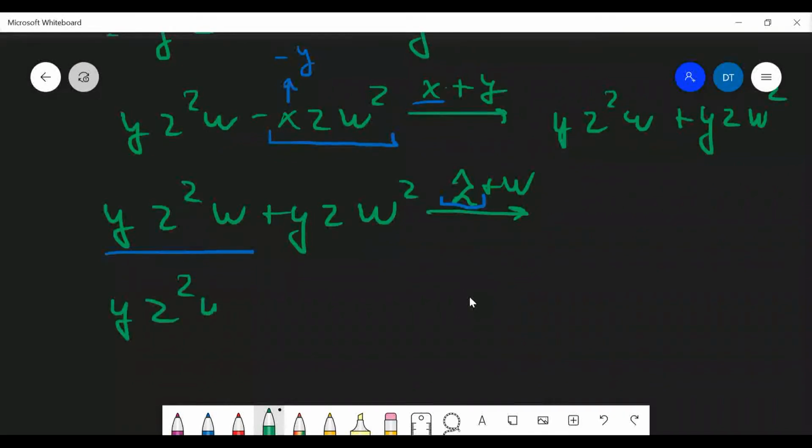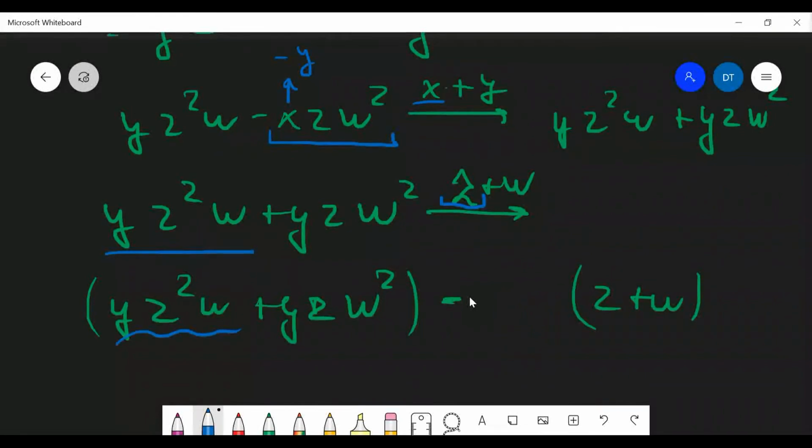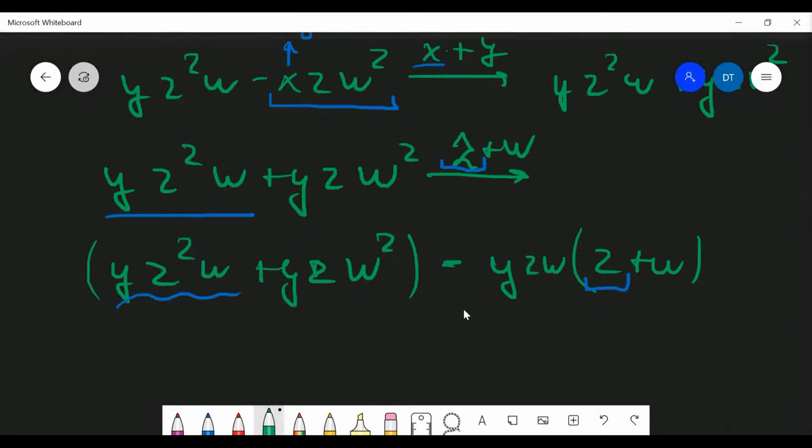Let's do it in a fair way. So you take this, and you want to subtract z plus w multiplied by something in order to cancel these elements. So you need to multiply this by y z w. Because of this choice, we can cancel this. And what's left, y z w squared, this is the second term, minus y z w squared. And here, as you can see, we will get 0.